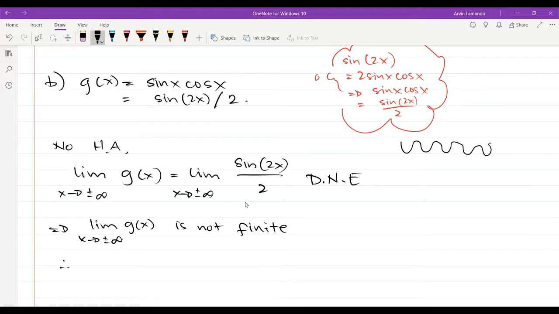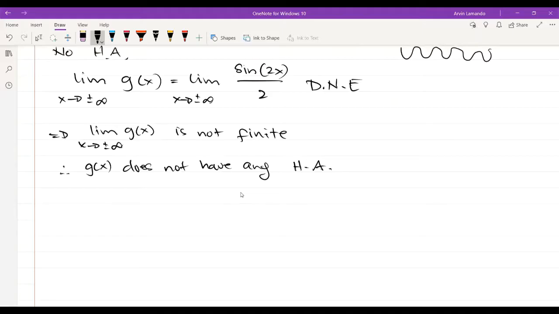And therefore, we can conclude that g of x does not have any horizontal asymptote.